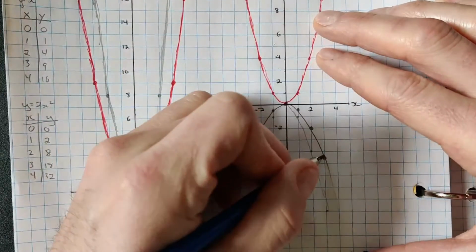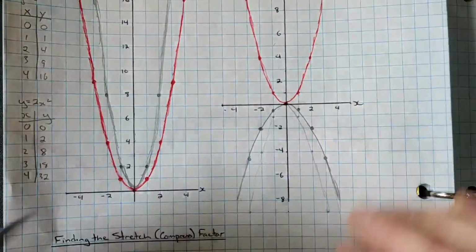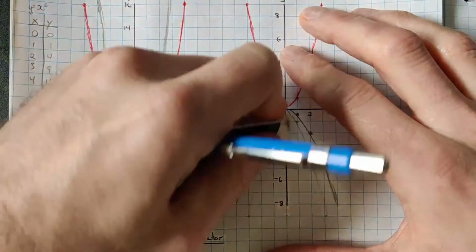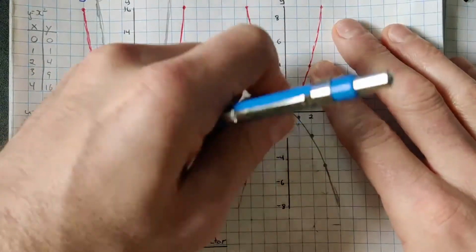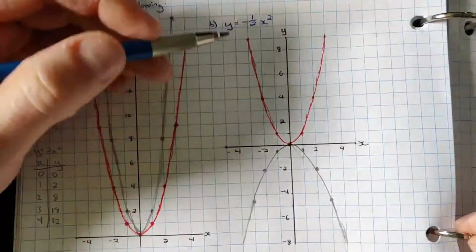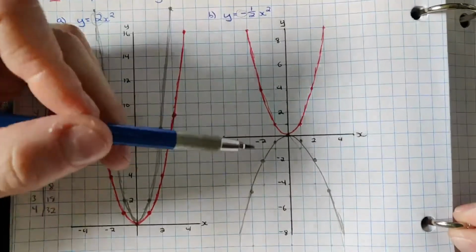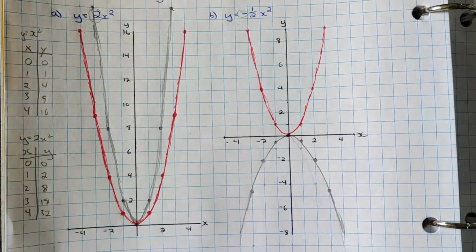There we go. So there, and I'll get rid of that intermediary. I don't need it, that's why I did it light. We have the graph that's been flipped because of the negative sign, and it's compressed, so it's a little bit wider because of the 1/2.